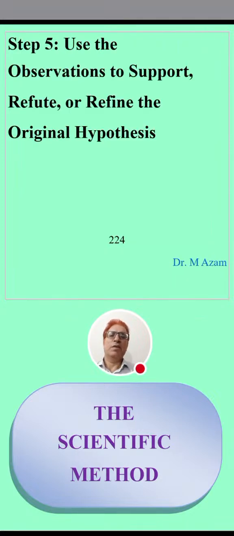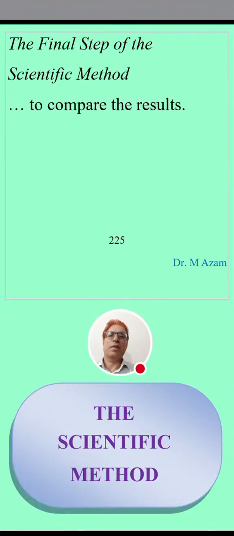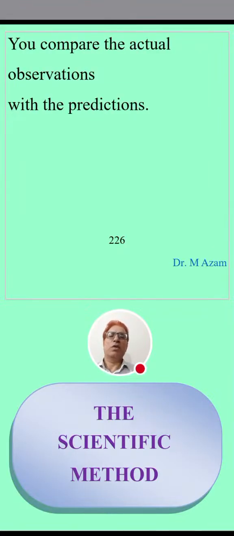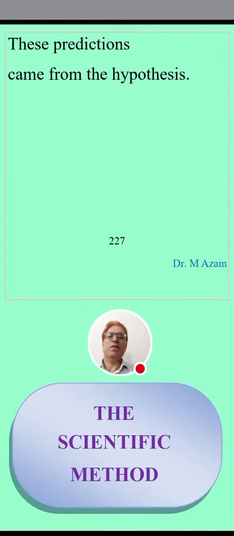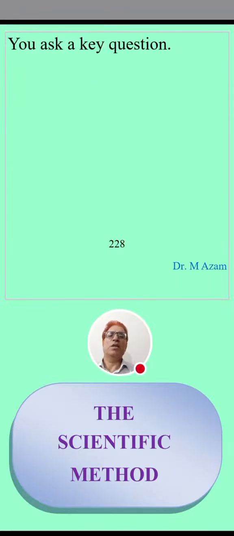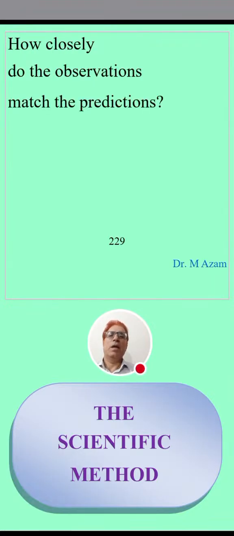Step 5. Use the observations to support, refute, or refine the original hypothesis. The final step of the scientific method is to compare the results. You compare the actual observations with the predictions. These predictions came from the hypothesis. You ask a key question. How closely do the observations match the predictions?